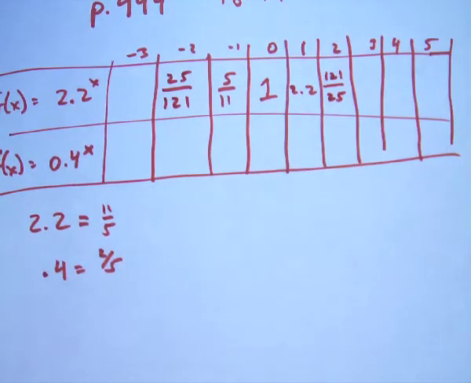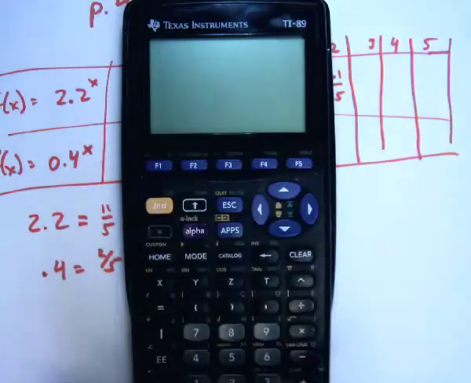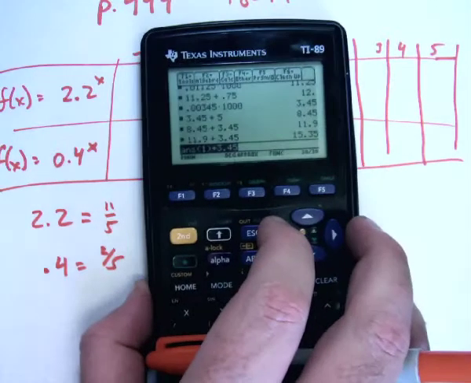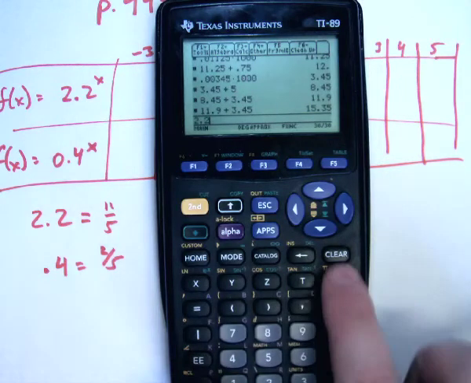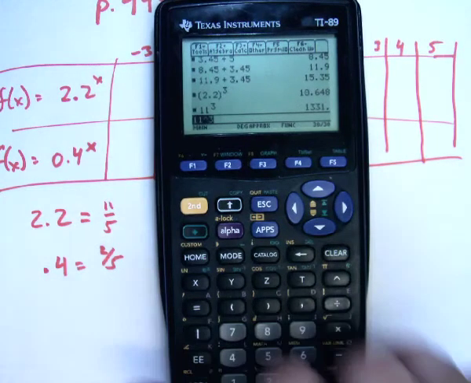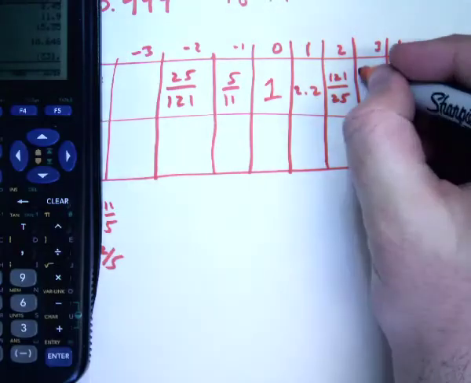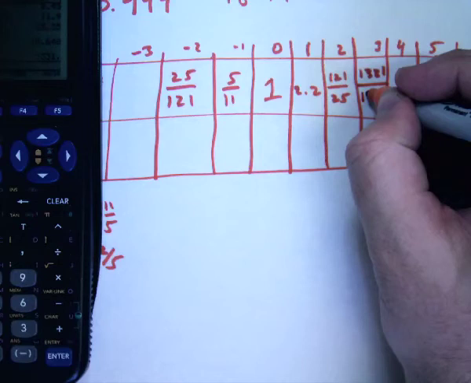And I'm going to get the calculator out because I no longer understand what 11 times 11 times 11 is. So if we turn this on, we have two ways of doing this. My calculator looks a little different than some of the other ones, but it's the same rough thing. Let's do this. 2.2 to the third power is 10.648. Or I could just take 11 and raise it to the third power, which is 1,331. And that's over 5 cubed, which is 125.